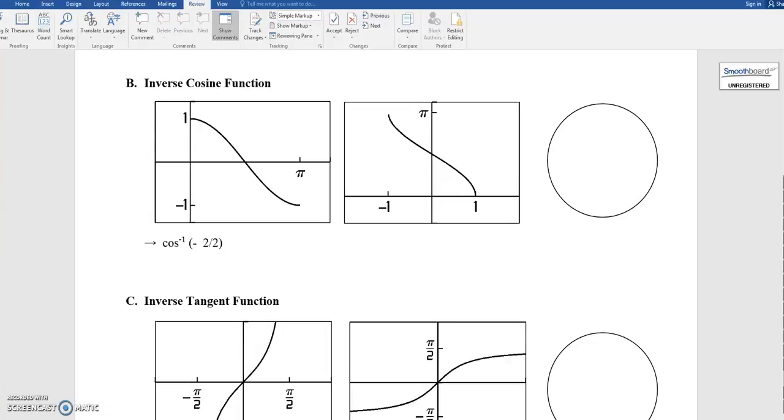This video will focus on the graph of the inverse cosine function. It's going to look very similar to what we did with inverse sine. A lot of the same symbolism. The first graph that you see is the graph of cosine.